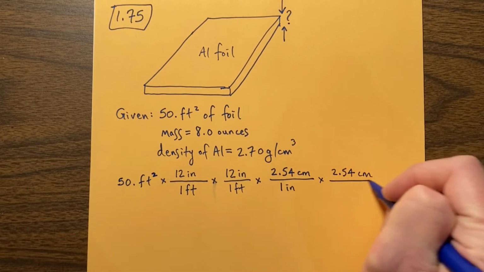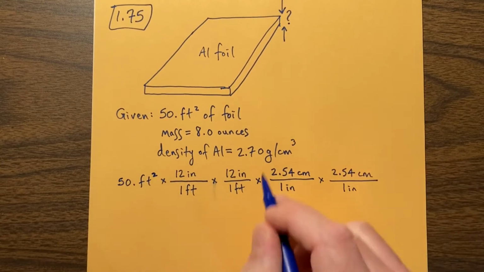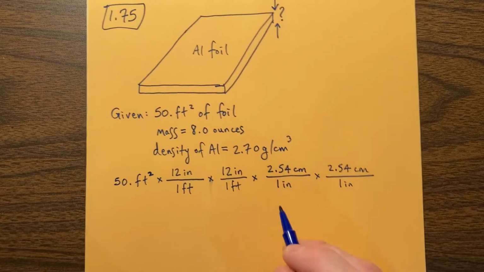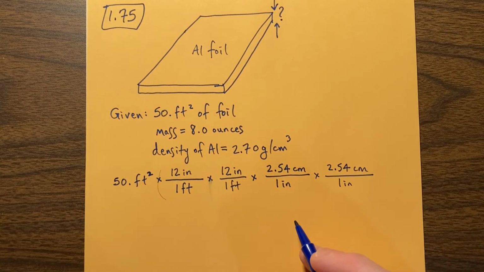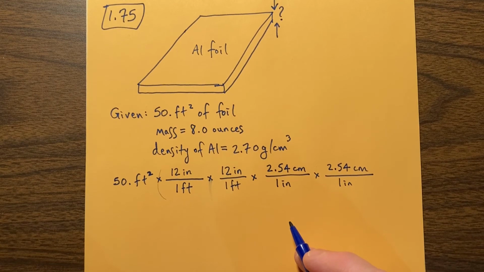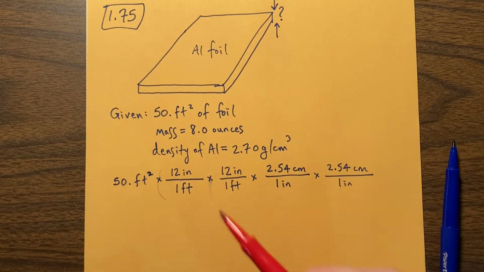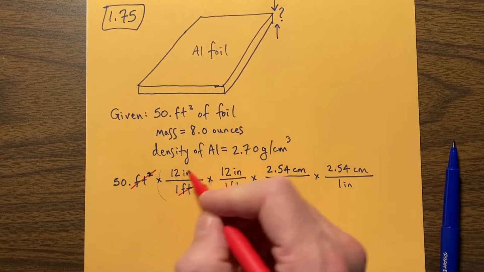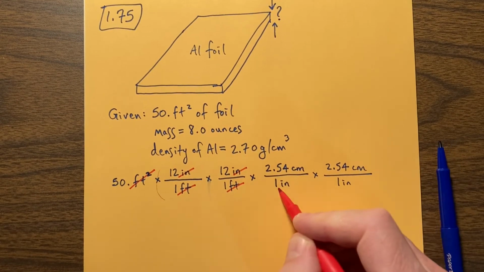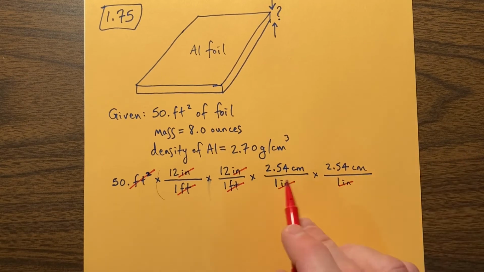Now you don't have to write it out twice like this. You could put it in parentheses with a square around it, just like you could do that here. You could put parentheses around that and write squared as an exponent. So if you look, feet squared cancels with feet squared here, inches squared on the top cancels with inches squared on the bottom, and I'm left with square centimeters here.